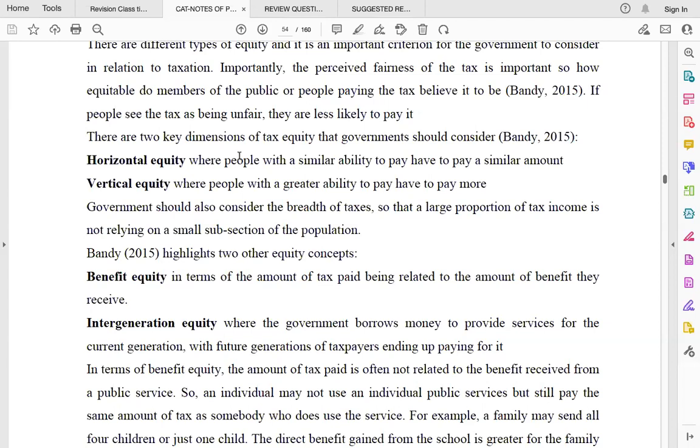But when he pays tax and he sees everything is being constructed, then the tax will be suitable.